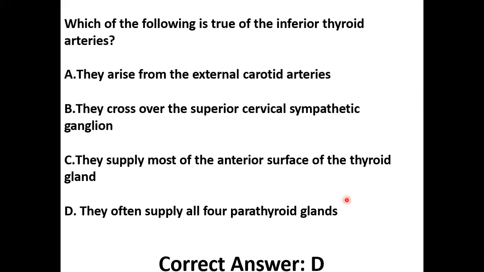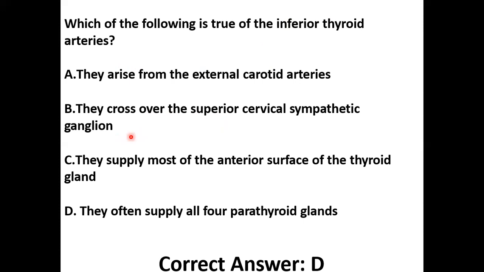Which of the following is true of the inferior thyroid artery? Okay, so the answer is they often supply all 4 parathyroid glands. So let's talk about why the rest of these are wrong. They arise from the external carotid arteries. So we know that's not true. It's the superior thyroid artery that arises from your external carotid arteries. Your inferior thyroid artery arises from the thyrocervical trunk that crosses over the superior cervical sympathetic ganglion.